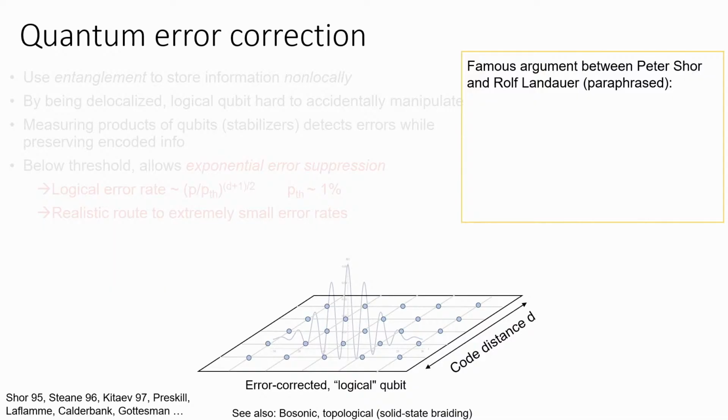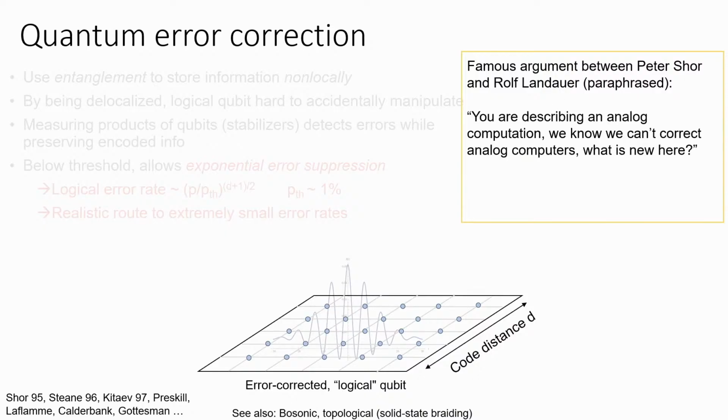And I think it's truly remarkable that quantum error correction is even physically possible. And I think that's well captured by this famous argument between Peter Shor and Rolf Landauer at the beginning of the field, where Shor invented this factoring algorithm, and then Landauer was very publicly questioning him, saying, you're describing an analog computation. We know we can't correct analog computers. What here is even new? And the response, to paraphrase, is that although the computation is analog, the errors are digital.